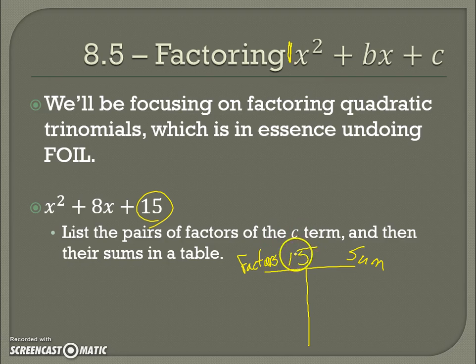Okay, so the factors of 15 always start with 1 and itself. So I get 1 and 15, which when added together is 16. Let's see, no 2, but then I get 3 and 5, which added together is 8. And that's all I'm asked to do on this part. List the pairs of factors of the C term, and then their sums on the table. That's going to be the first part of what you're going to focus on today.